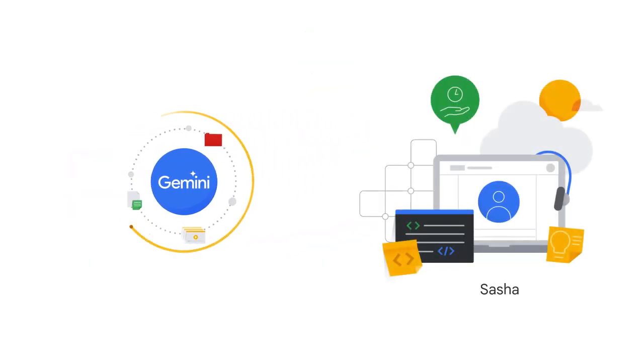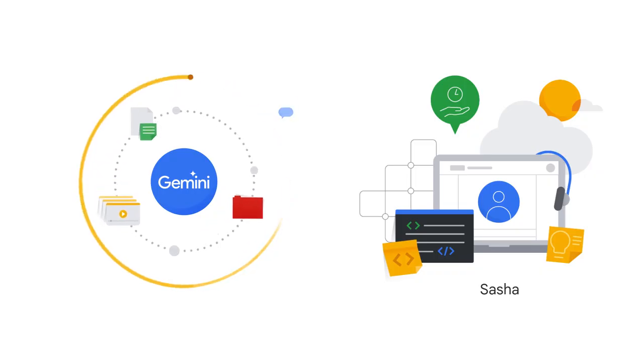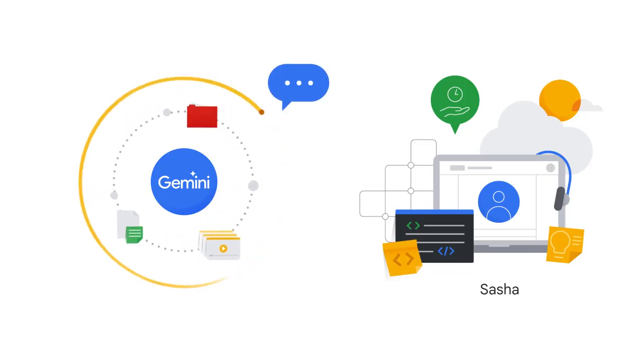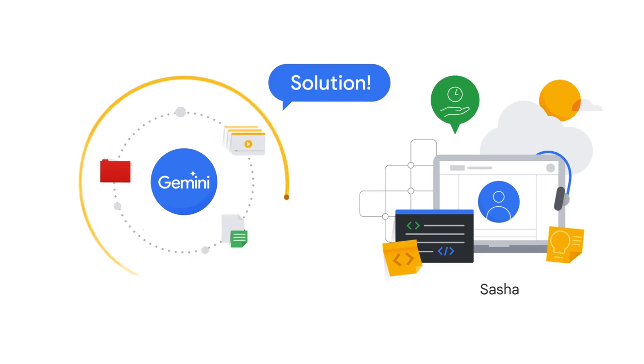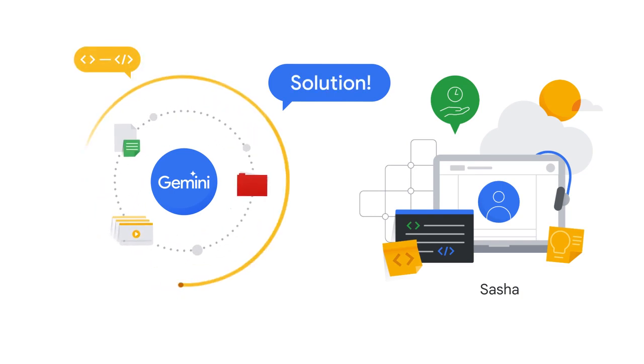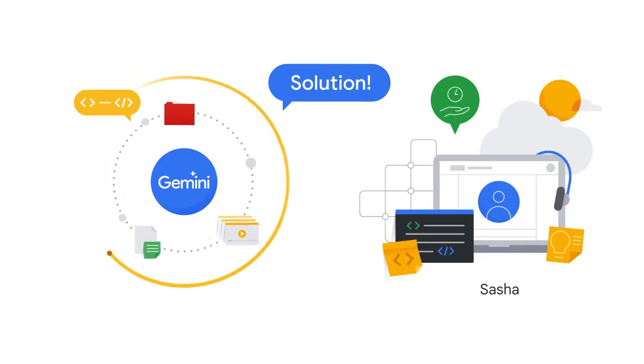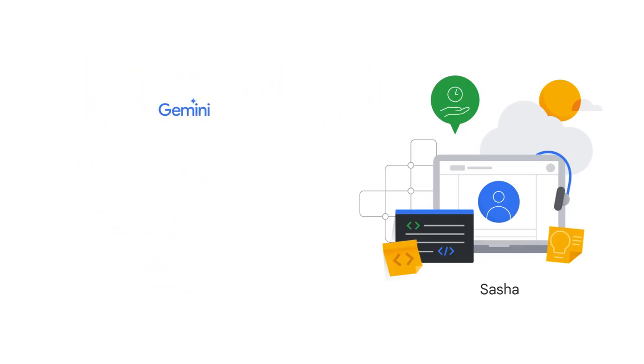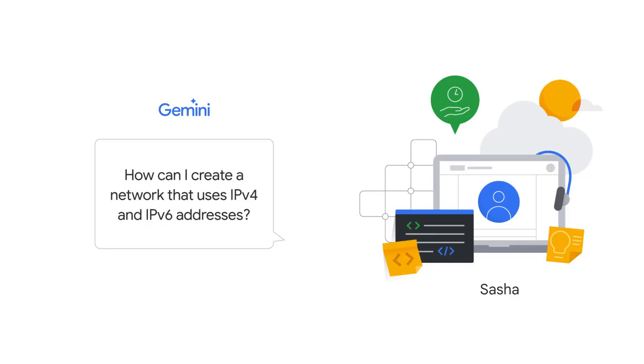Gemini has access to a massive range of data, including Google Cloud documentation, tutorials, and samples. With the right prompts, it can produce detailed suggestions and guides on what resources best suit Sasha's current challenge and their configuration. Gemini can even create detailed gcloud commands and insert them into Cloud Shell for her. She just needs to articulate her needs in a way that gets the best response from Gemini. For example, if she uses the prompt, "How can I create a network that uses IPv4 and IPv6 addresses?" she will get a response that details how to do just that.